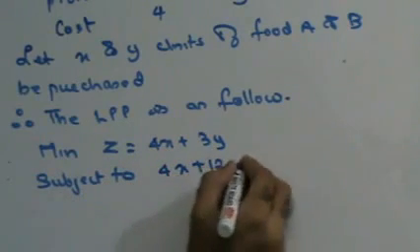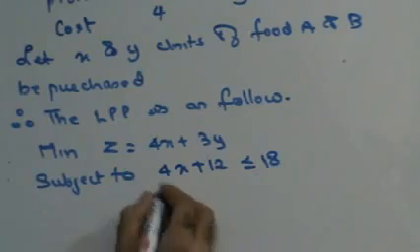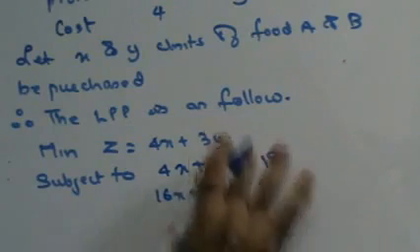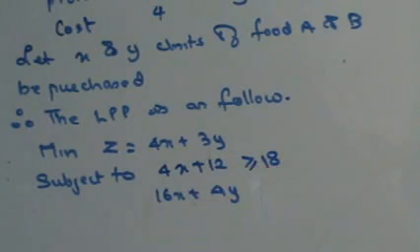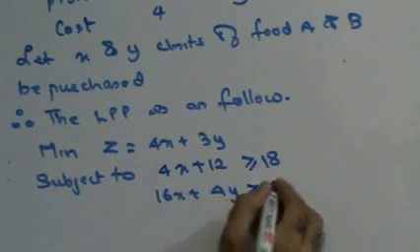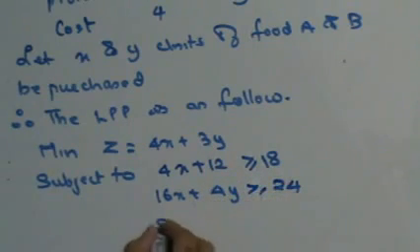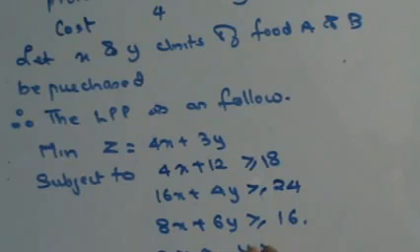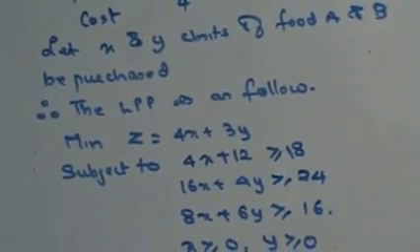4x plus 12y is less than or equal to 18. 16x plus 4y is not less than, greater than or equal to 18, because it is a minimum requirement. I need 18 units or more than 18 units. 16x plus 4y is greater than or equal to 24. 8x plus 6y is greater than or equal to 16. x is greater than or equal to 0. y is greater than or equal to 0. Right? Next, take on the next one please.